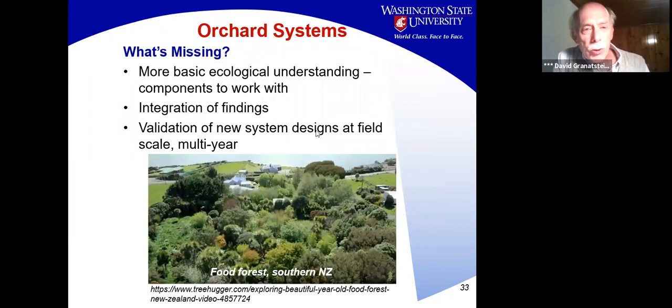So thinking about orchard systems, what's missing? I'd say more basic ecological understanding. We're always learning new things, and it just gives us new pieces of the puzzle to work with. So that's certainly one, but perhaps even more than that, we've done a tremendous amount of work on a lot of different pieces. Typically, they're done by a particular specialist, and they focus on what that means for their specific slice of the system. But there's very little integration.